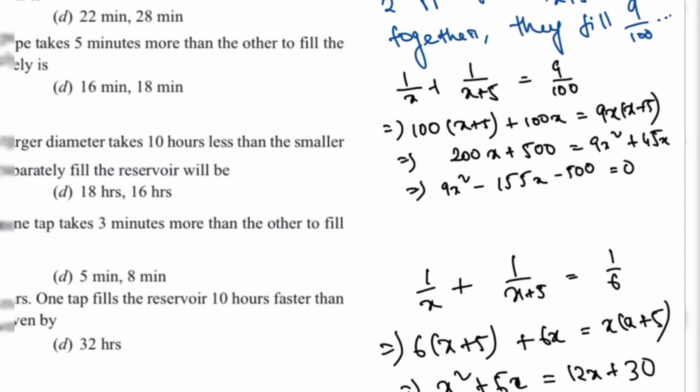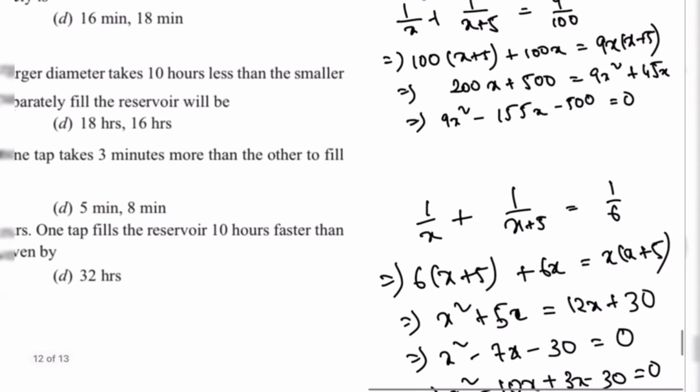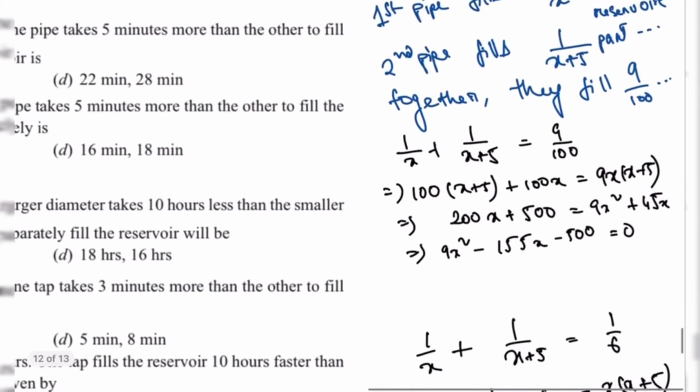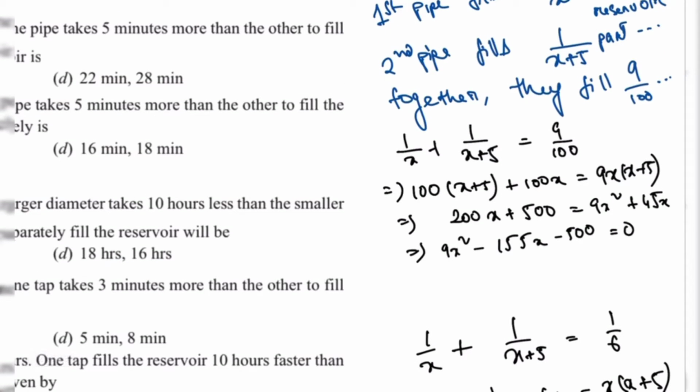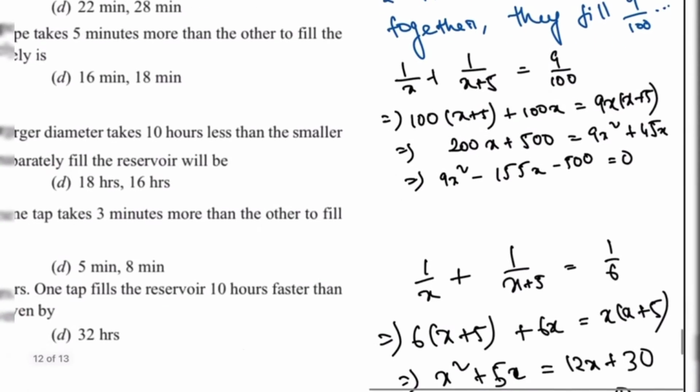Is there anything that is very obvious but we are missing? Okay. 9x square minus 155x minus 500. This is exactly how we solved the previous one. Is there an obvious way of breaking this thing that we are missing? Because okay, I think we have it.